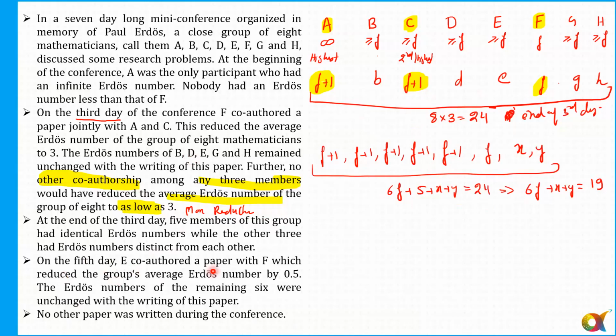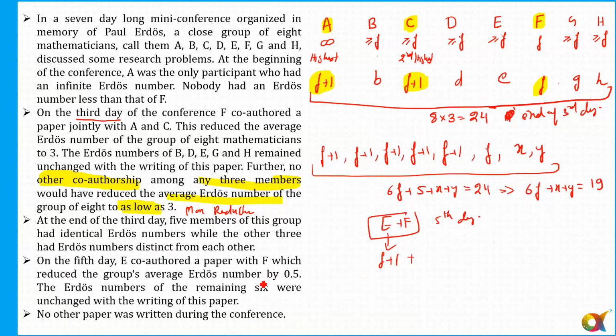On the 5th day, E co-authored a paper with F. So E and F are working together on 5th day. Okay. So let me write down. On 5th day, E and F are working together. So what is the new IRDOS number of E? Please tell me. Can you say it is going to be equal to F plus 1 now? Because F is still the lowest one. So E's IRDOS number will become F, and for one person it will be F here.